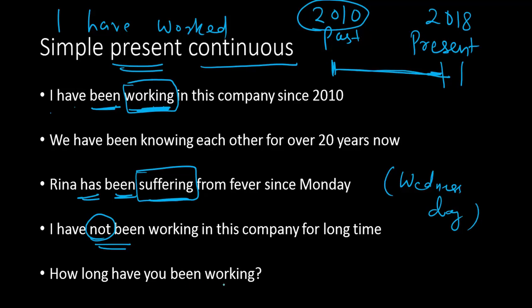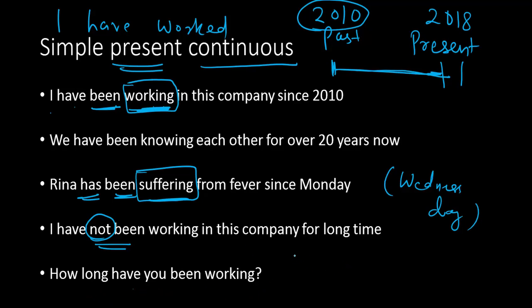This is very important. Slightly complicated, but very important. How long have you been working? Some people use it in a different way. How long are you working in this company? That's wrong. You cannot say like that. You cannot ask someone like that. How long have you been working?